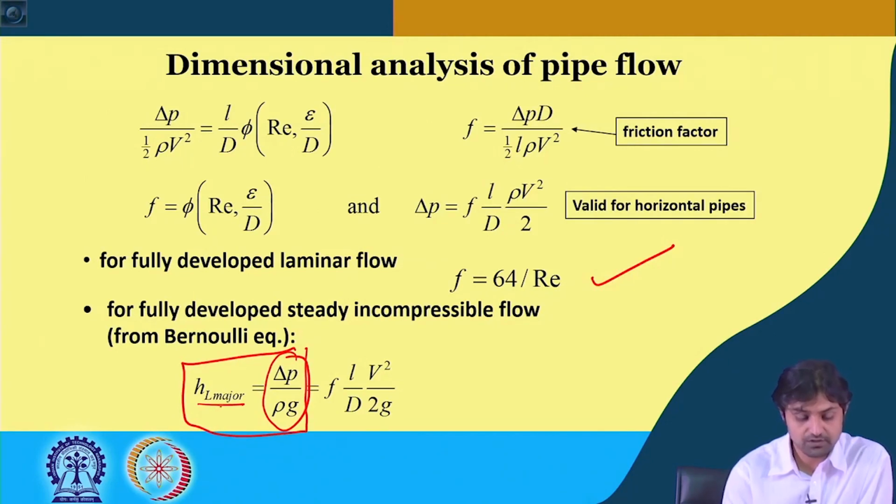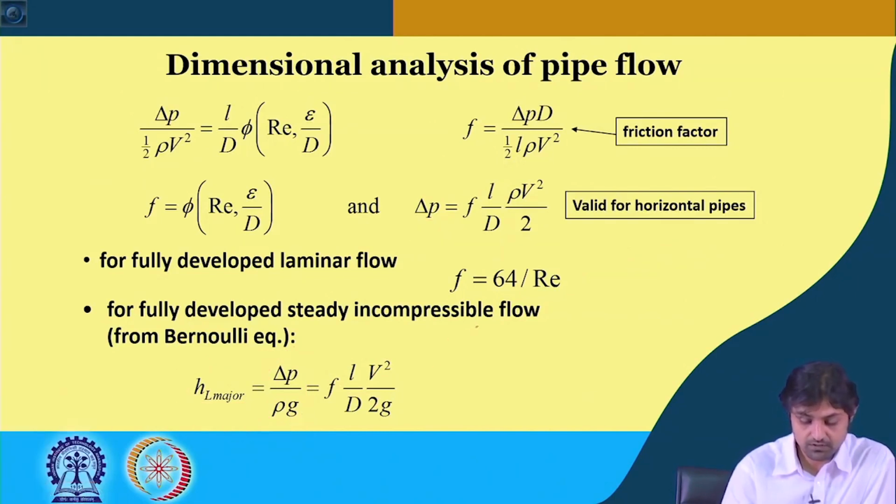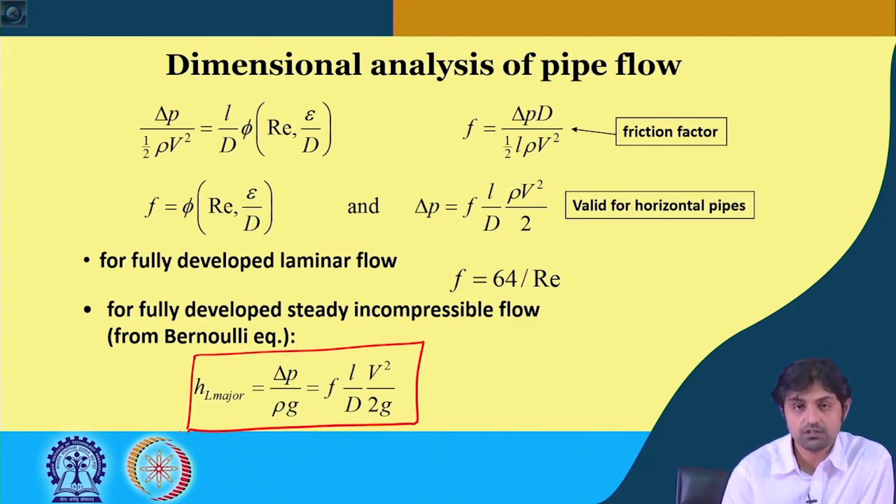So this is the head loss major, and delta P by rho g can be obtained if you use this equation and divide it by rho g. So what are you going to get? f will remain the same, L by D will remain the same, rho and rho get cancelled, and we get f into L by D into V square by 2g. So the major head loss is going to be f L by D into V square by 2g.